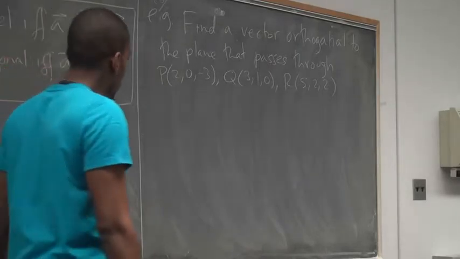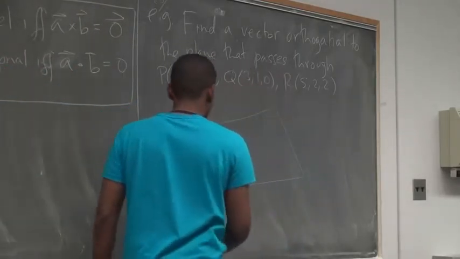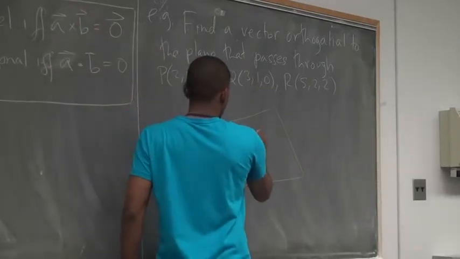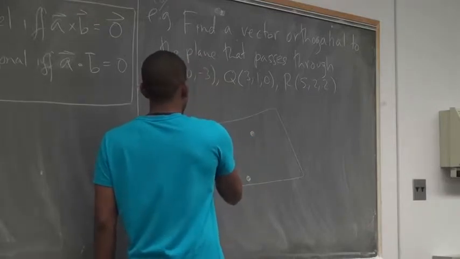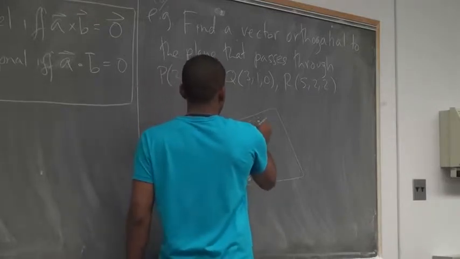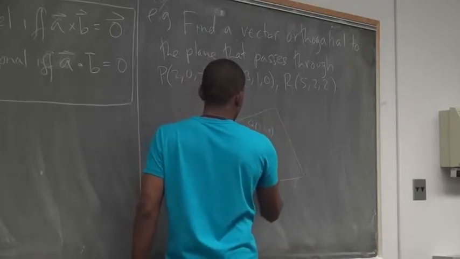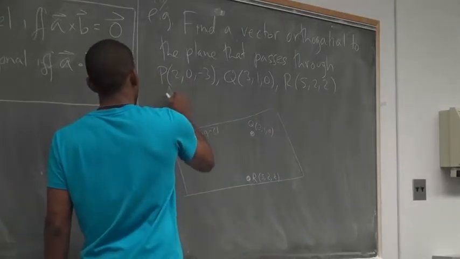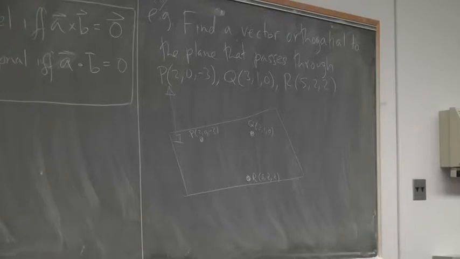Okay, let's do that. We have 3 points in space. We make a plane that goes through all 3 points. So there's this plane in space, and there are 3 points in that plane. There's the point P, which is 2, 0, minus 3. There's the point Q, which is 3, 1, 0. There's the point R, which is 5, 2, 2. My goal is to find some vector that's perpendicular, orthogonal, to this plane. How do I do it?